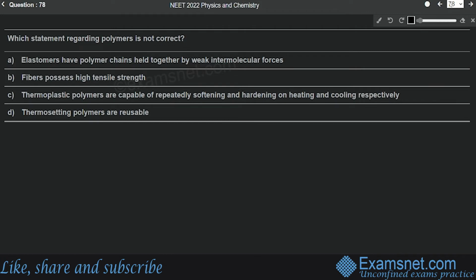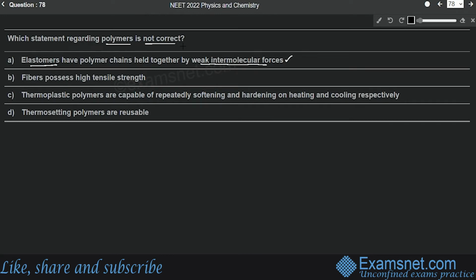Question number 78 is from the chapter polymers, and the question is which statement regarding polymers is not correct. Okay, so the first statement is elastomers have polymer chains held together by weak intermolecular forces. So this is a correct statement.